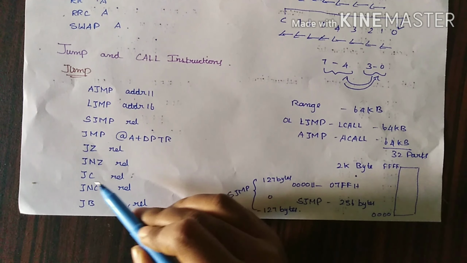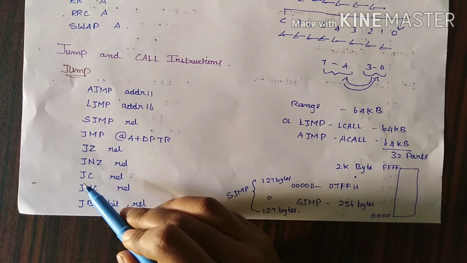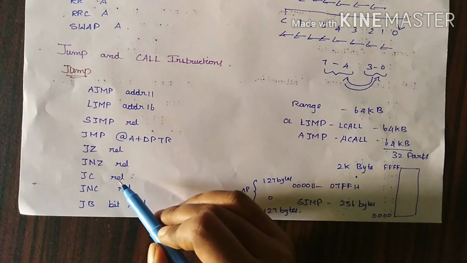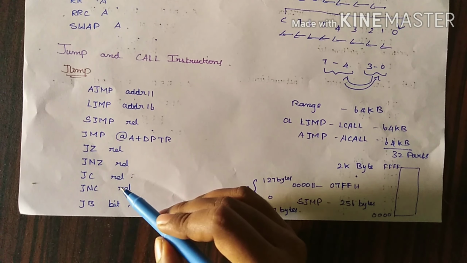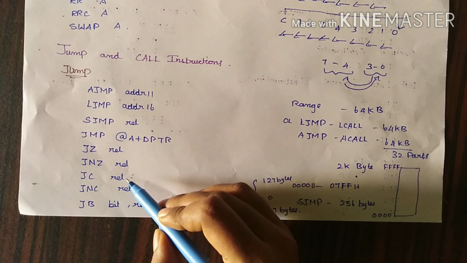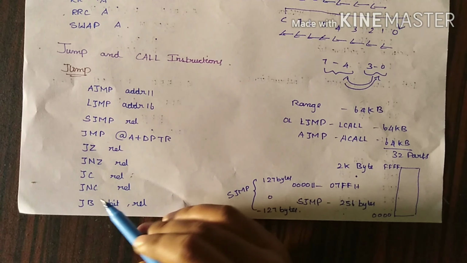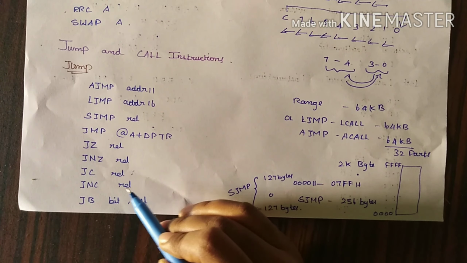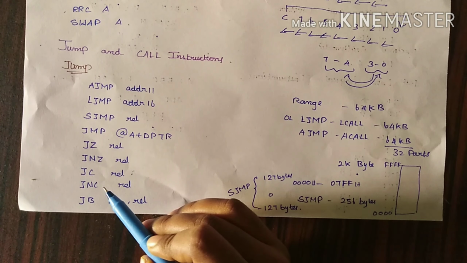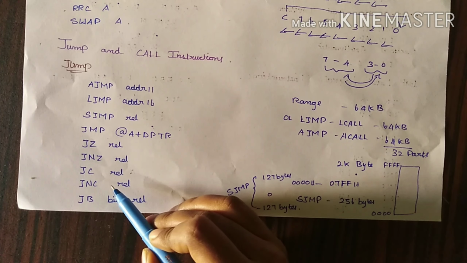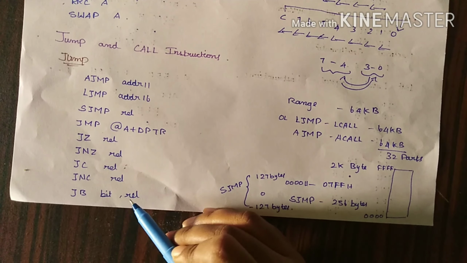And the next instruction is JC relative. This is jump if carry is set to the relative address. By the instruction itself, we know that if the carry flag is set, then this jump should happen, or else it should proceed to the next instruction. And the next instruction is JNC relative address. So if the carry flag is not set, that is the carry flag contains the value 0, then this jump will occur. And here JB bit comma relative address.